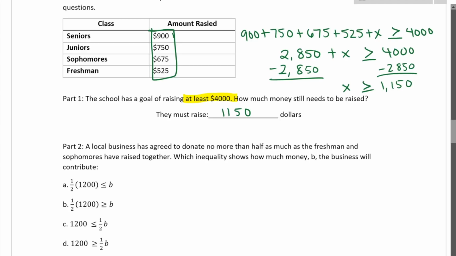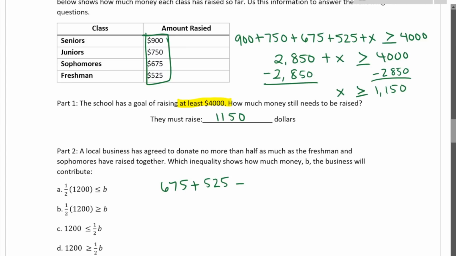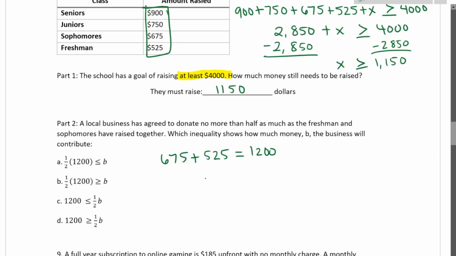So what I need to do is add 675 plus 525. Now that answer is 1,200. All right. So the business agreed to donate no more than half. So if so far they've raised $1,200, the business is going to raise just half of that.